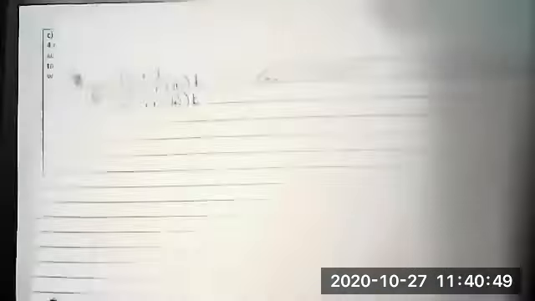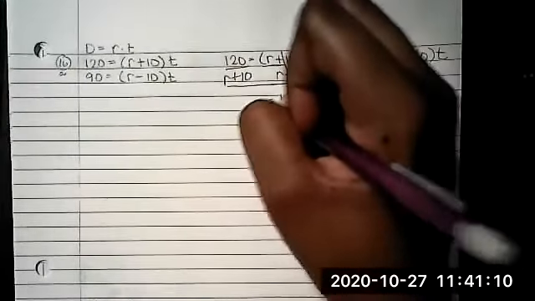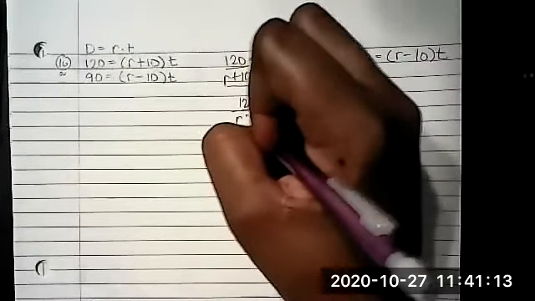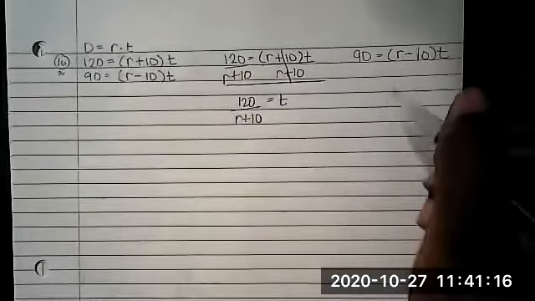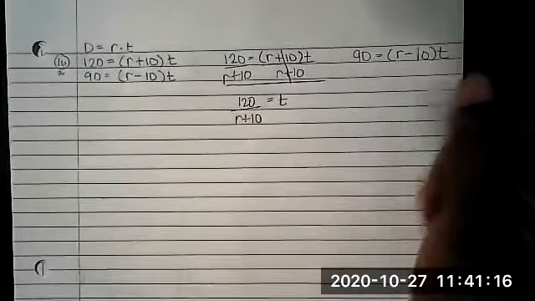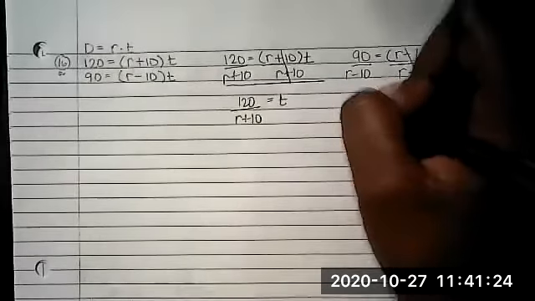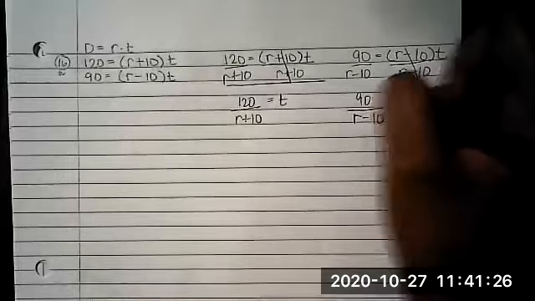So now that I have that already written out, this is 120 with the wind, 90 against the wind. I'm going to solve these both for T, okay? That's how you're going to solve these types of problems. So I'm going to divide by R plus 10, divide by R plus 10. This now becomes T equals 120 over R plus 10. For this one, to solve for T, I'd have to divide by R minus 10. So this becomes 90 divided by R minus 10 equals T.